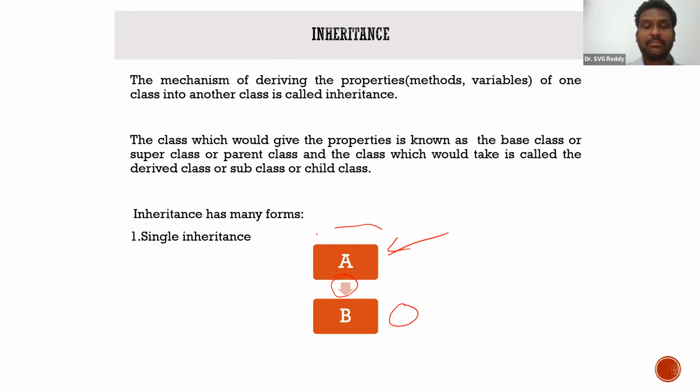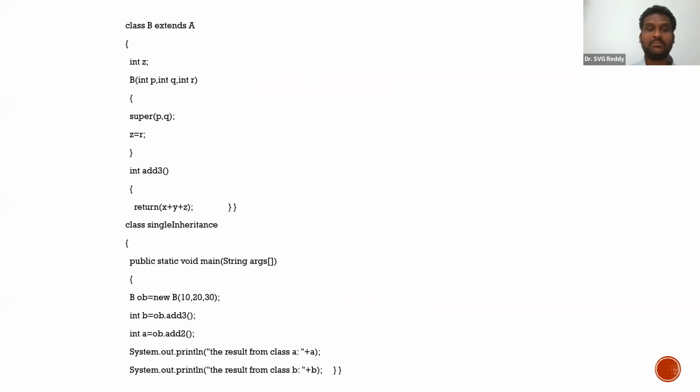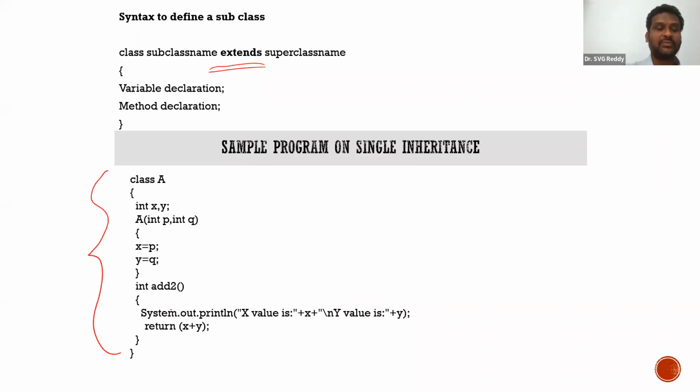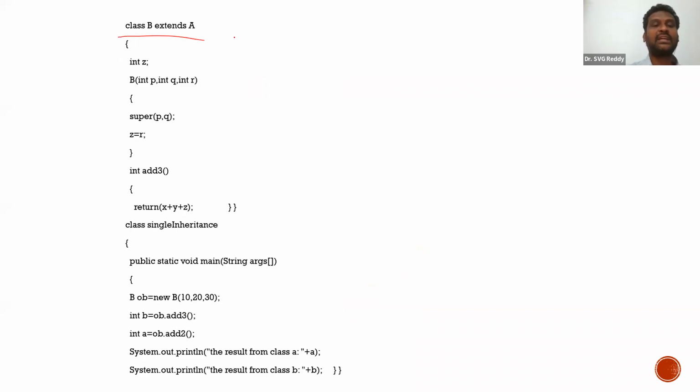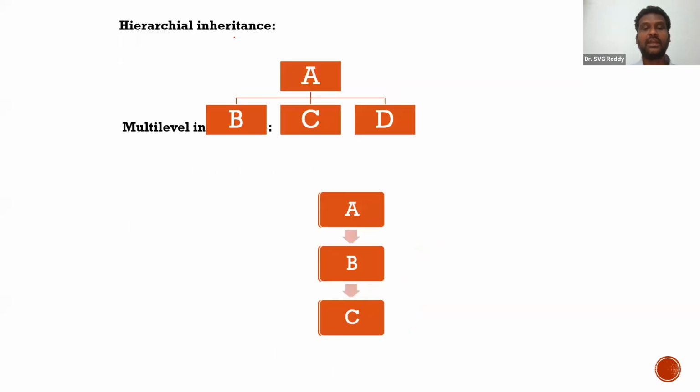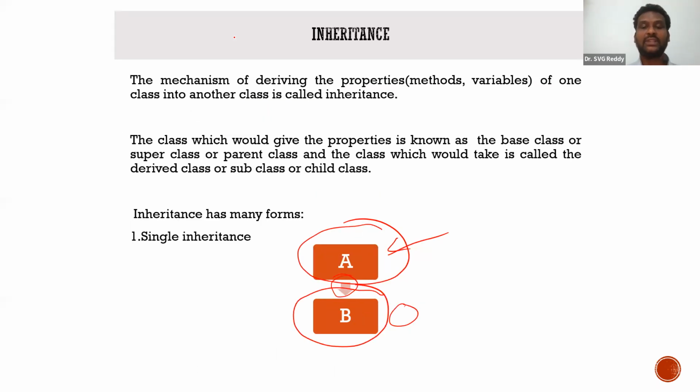So if some class is defined with variables and functions, and you want to reuse them in another class, then we say class B extends A. Class A is normal, but class B we are calling as extends A. That is the basic concept of inheritance: the properties, the variables and functions, are used in the succeeding class.